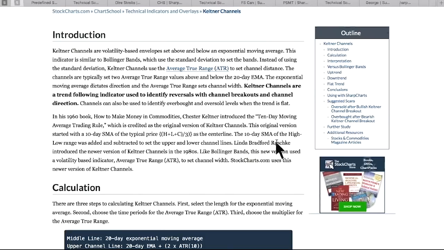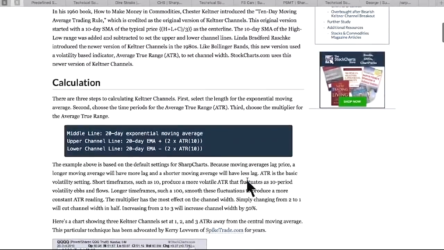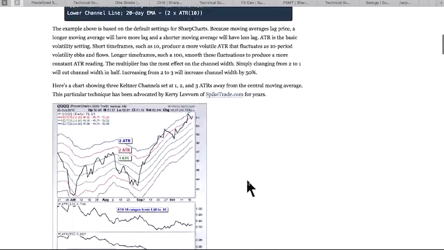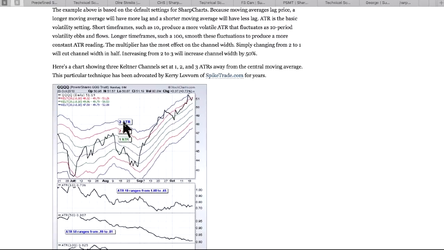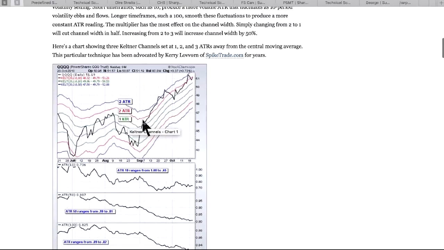But Linda Raschke came up with a way of updating the Keltner channel, and what she did was use the average true range to calculate channel width. And StockCharts.com, in our version of Keltner channels, uses that. Now, why is that important? I'm not going to read the whole article to you or how it's calculated, but you can see here that by changing the ATR, that's the average true range of the move over a time period.